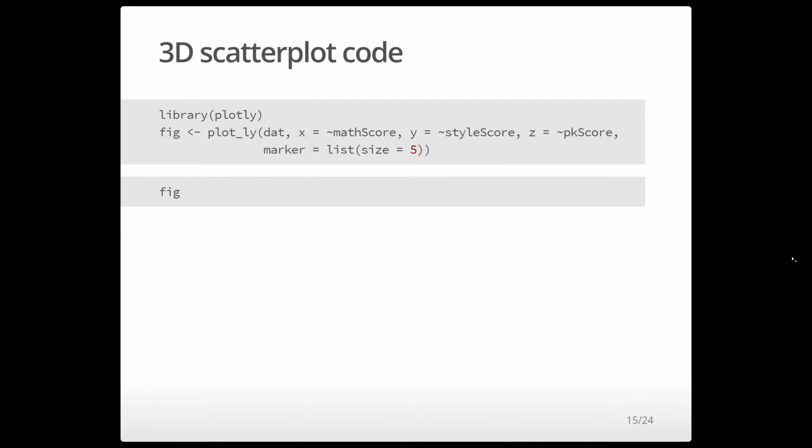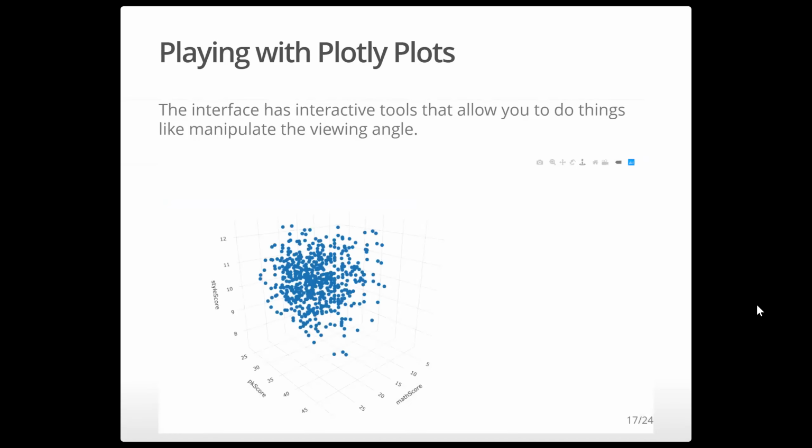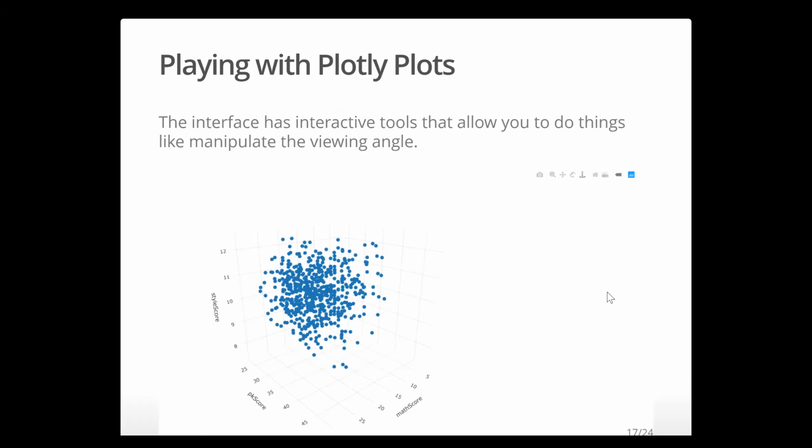Once I do this, I can call the figure that I've created by just running this object. Unlike ggplot, we don't get a representation of the plot directly in the plot pane or the viewer pane, because R isn't set up to support interactive 3D graphics in this way. So what we do is pop it out into a new browser window. We can click this little button here, which says show in new window, and this gives us our plot in a web browser window. We do that and we get this interactive tool where we can play with the plots. Let's take a look at what this looks like.